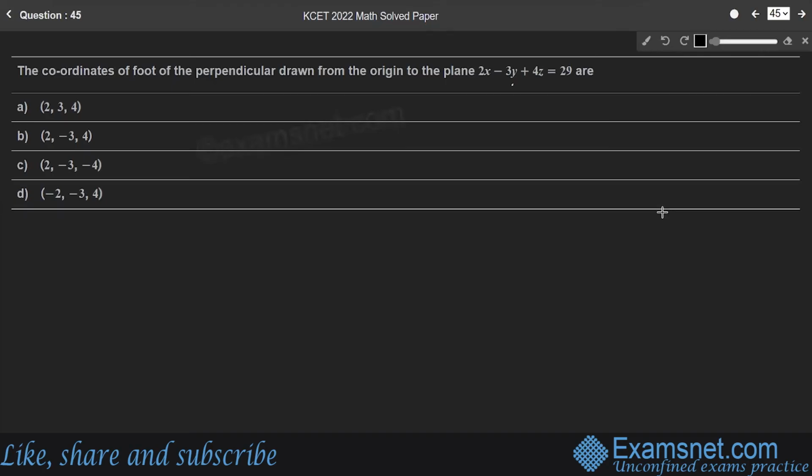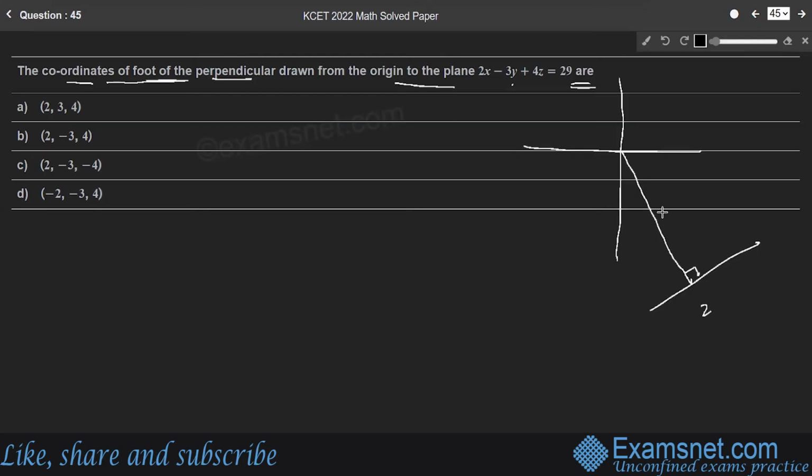Question 45. The coordinates of the foot of the perpendicular drawn from the origin to the plane 2x minus 3y plus 4z is equal to 29 are. So here, students, we need to find the coordinates of the foot of the perpendicular, right? So we'll consider a plane, and a perpendicular is drawn from the origin to the plane, right?